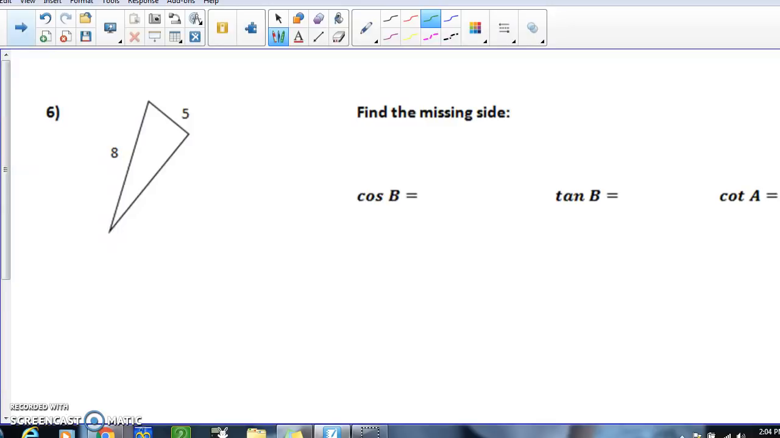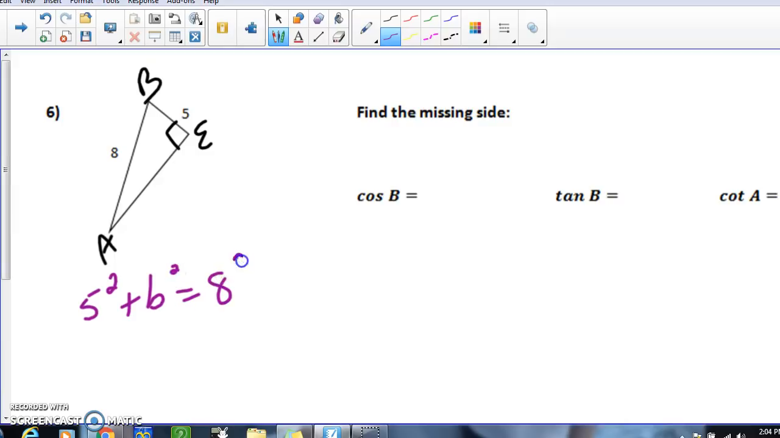Okay, look at number 6. So again, you have some more information than I do. I have this labeled A, B, and E, and this is your right angle. What you need to notice right away is I am missing a side. I don't care if you call that missing side A or B. What you need to know is it's one of the legs. So I'm going to call it B. I'm going to say 5 squared plus B squared equals 8 squared.